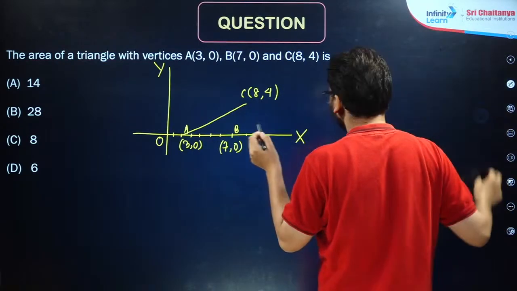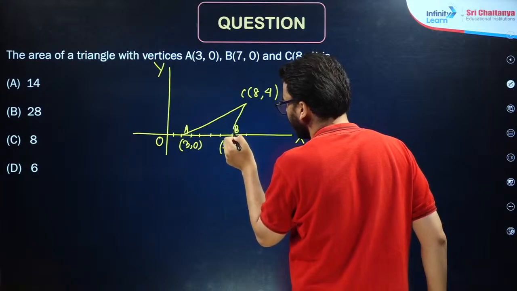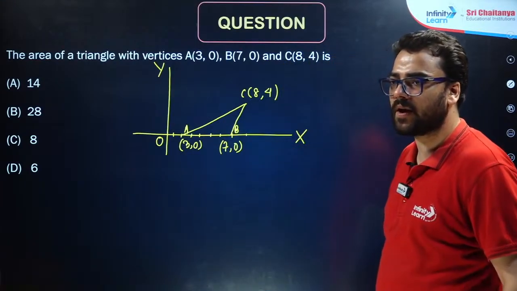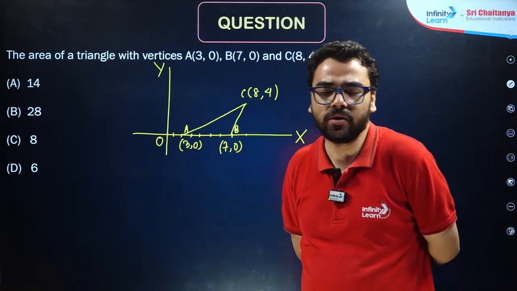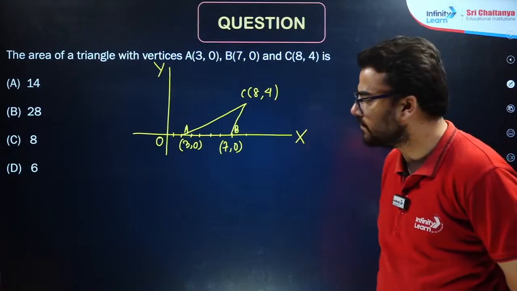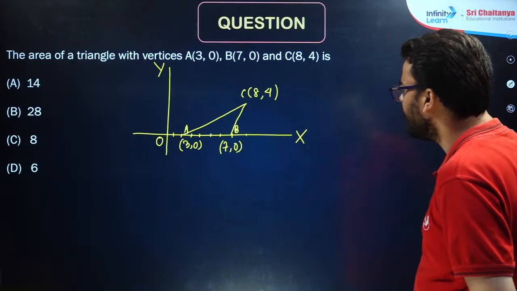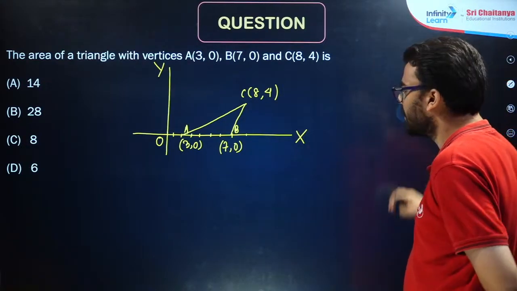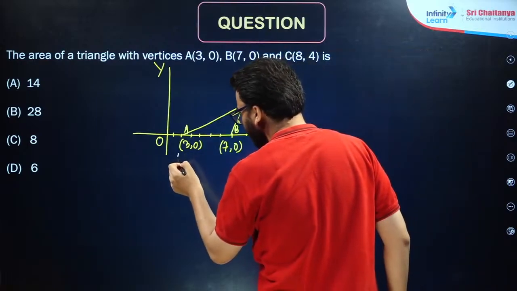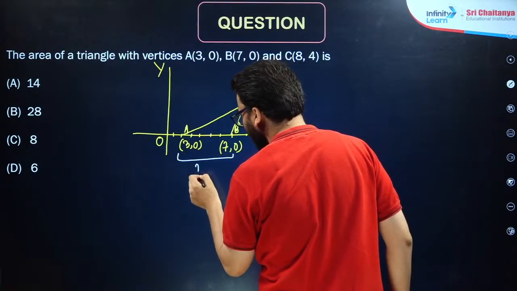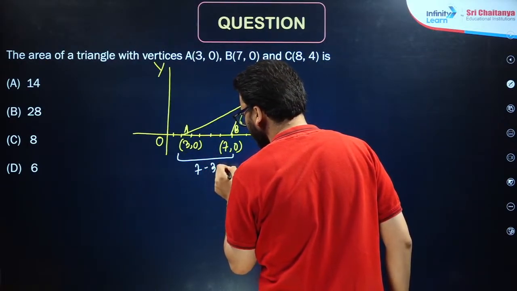Basically, you have to join it to this thing. So this is the triangle and you have to find the area of this triangle. So you see, you don't have to use any formula. You can basically use half into base into height formula and you'll be able to find its area. What is the base over here? The base is 7 minus 3, 4 units, right?